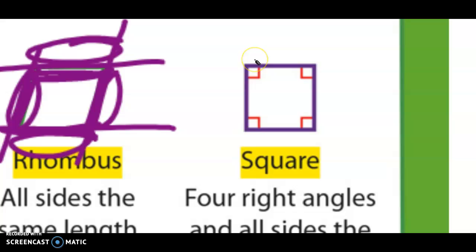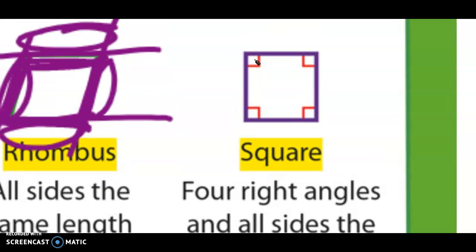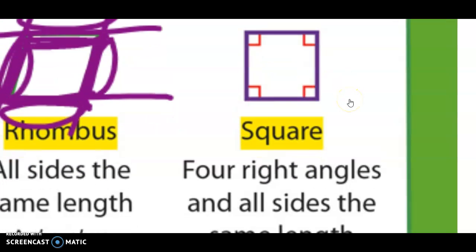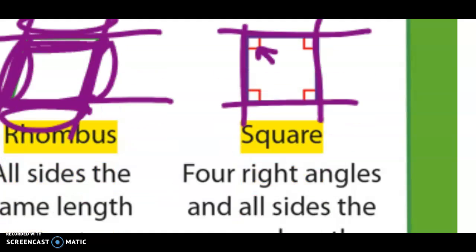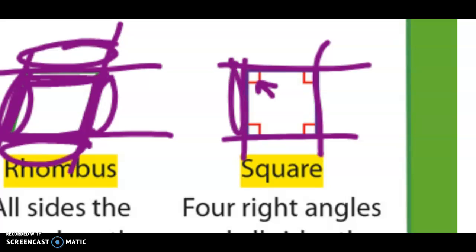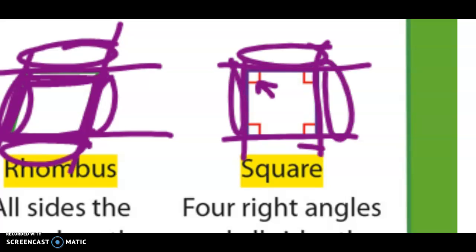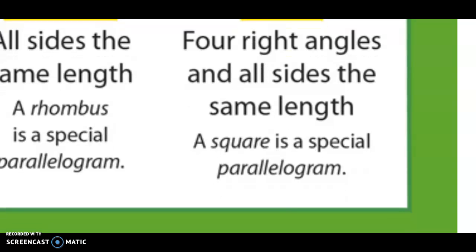And then a square. You guys know what squares are, but just as a reminder of why they get their name, a square does have four of these perfect corners, four right angles. It has two sets of parallel sides, and it has four sides that are equal length. So it is also considered a parallelogram.